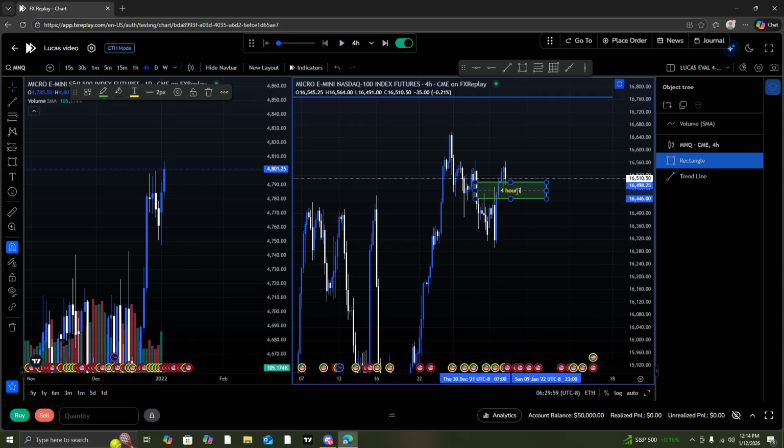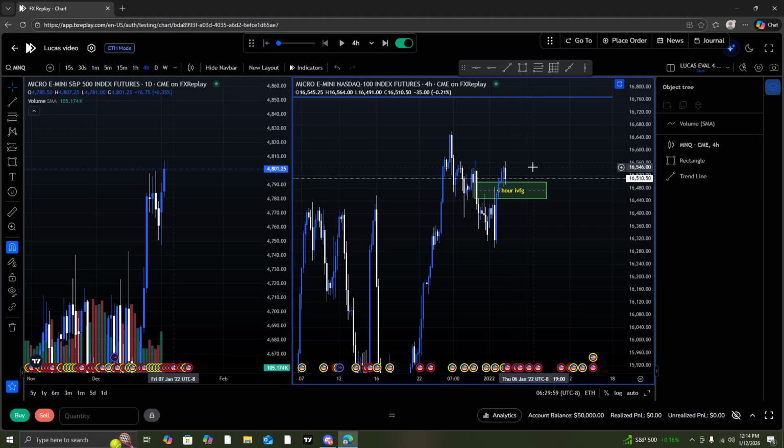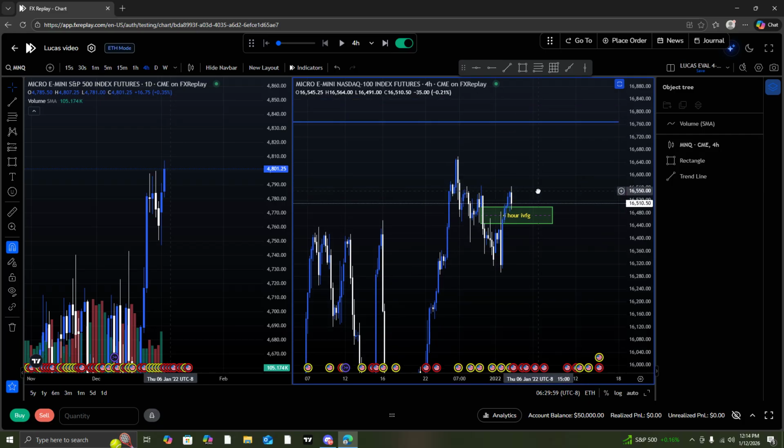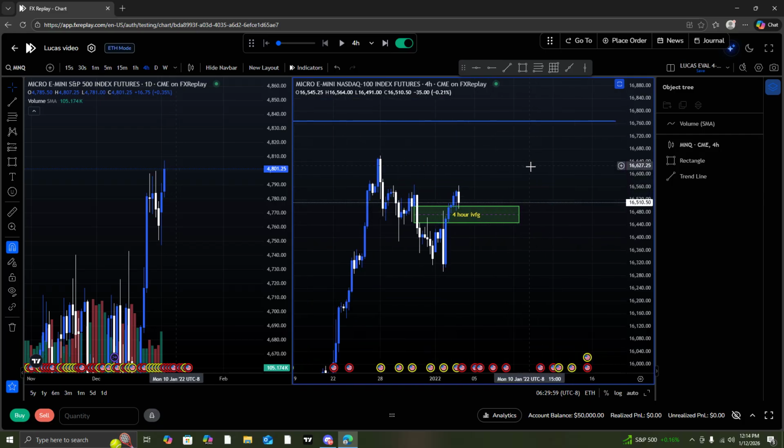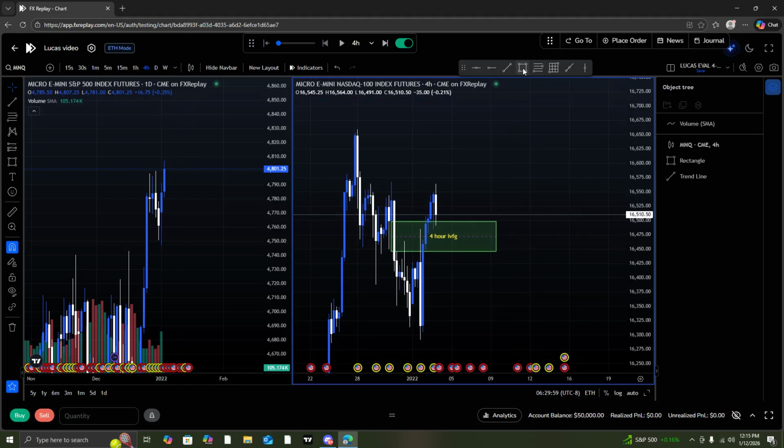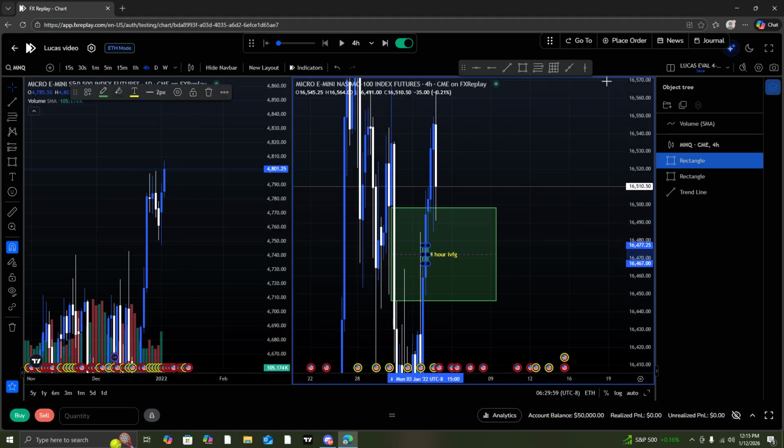And by the way, in my opinion, inverse fair value gaps are a lot stronger than normal fair value gaps. But if you look at what we have here, a fair value gap inside of an inverse, beautiful, right? And this is where an optimal trade entry would be, an OTE. I don't know why I named that 1 hour, sorry about that.